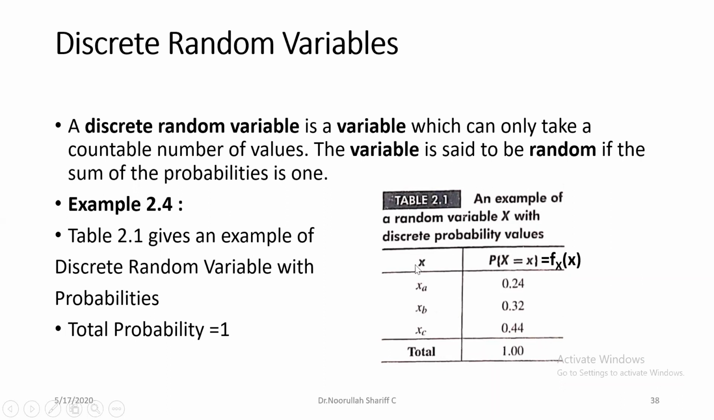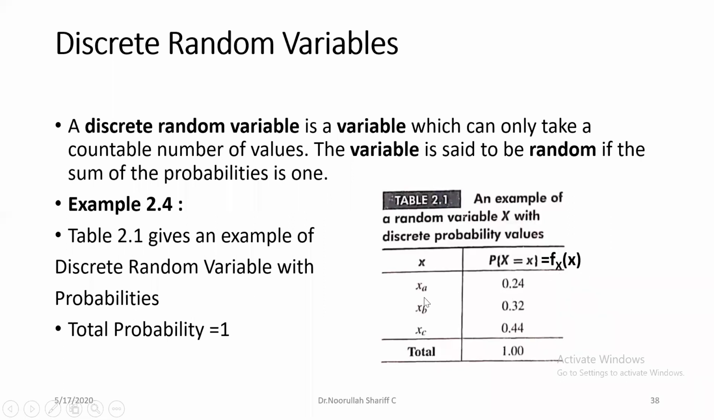In this example, you can see that x can take xa, xb, and xc. For each of these, the probability is given here: 0.24, 0.34, and 0.44. Now, this can be considered as what is known as the probability mass function, which is the same thing as the probability density function, small f. So in the discrete case, the small f is known as the probability mass function. It is similar to the density function.